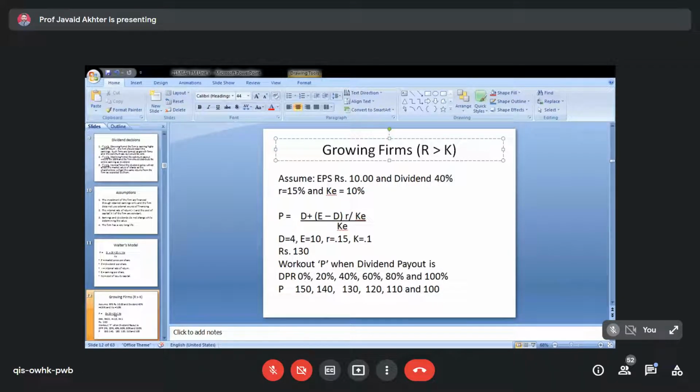All right. Now come back to the Walter model. So what should a growing firm do? A growing firm should pay less dividend, as little dividend as possible. Now the question still remains unanswered. What was my question? Ignoring Walter's model, can we say that a firm whose R is greater than K should pay less dividend?